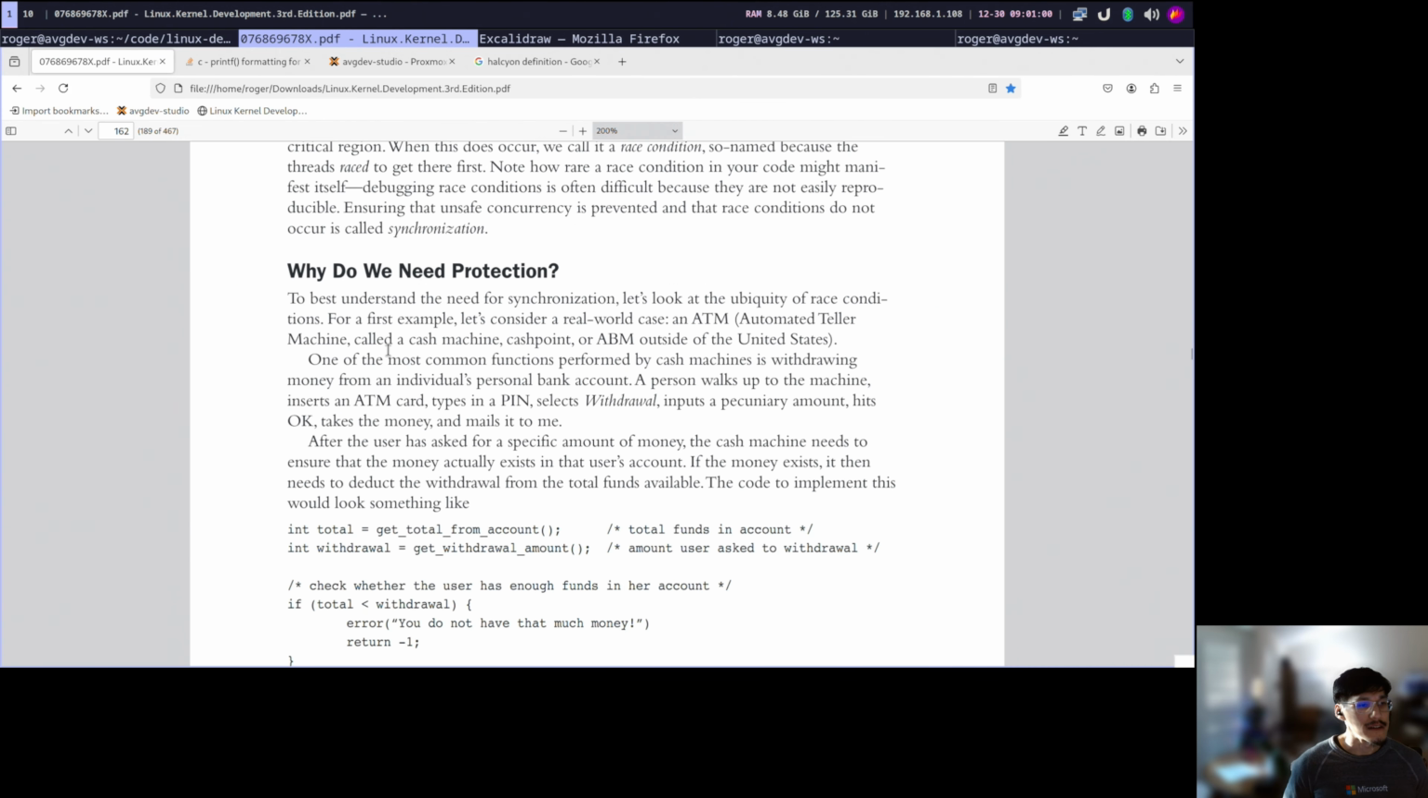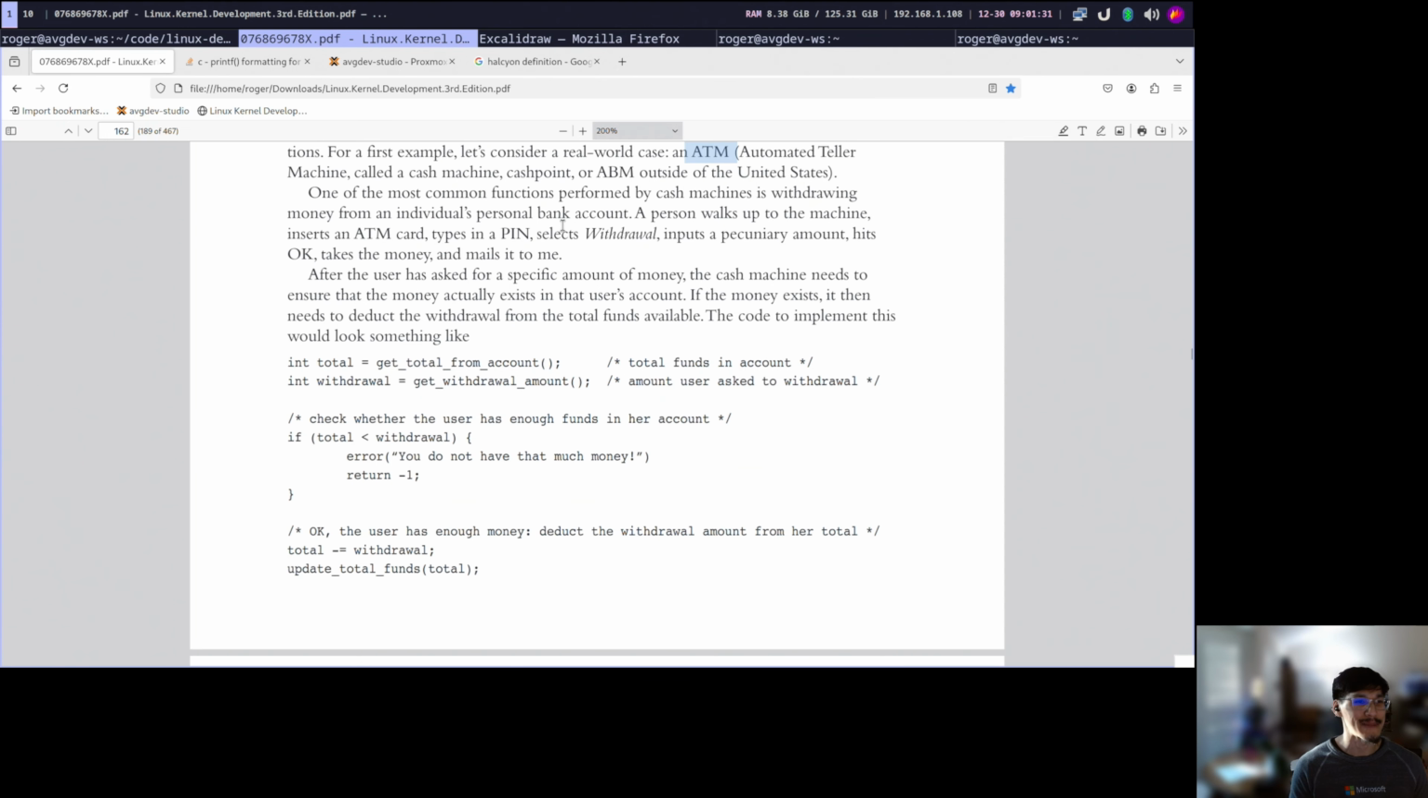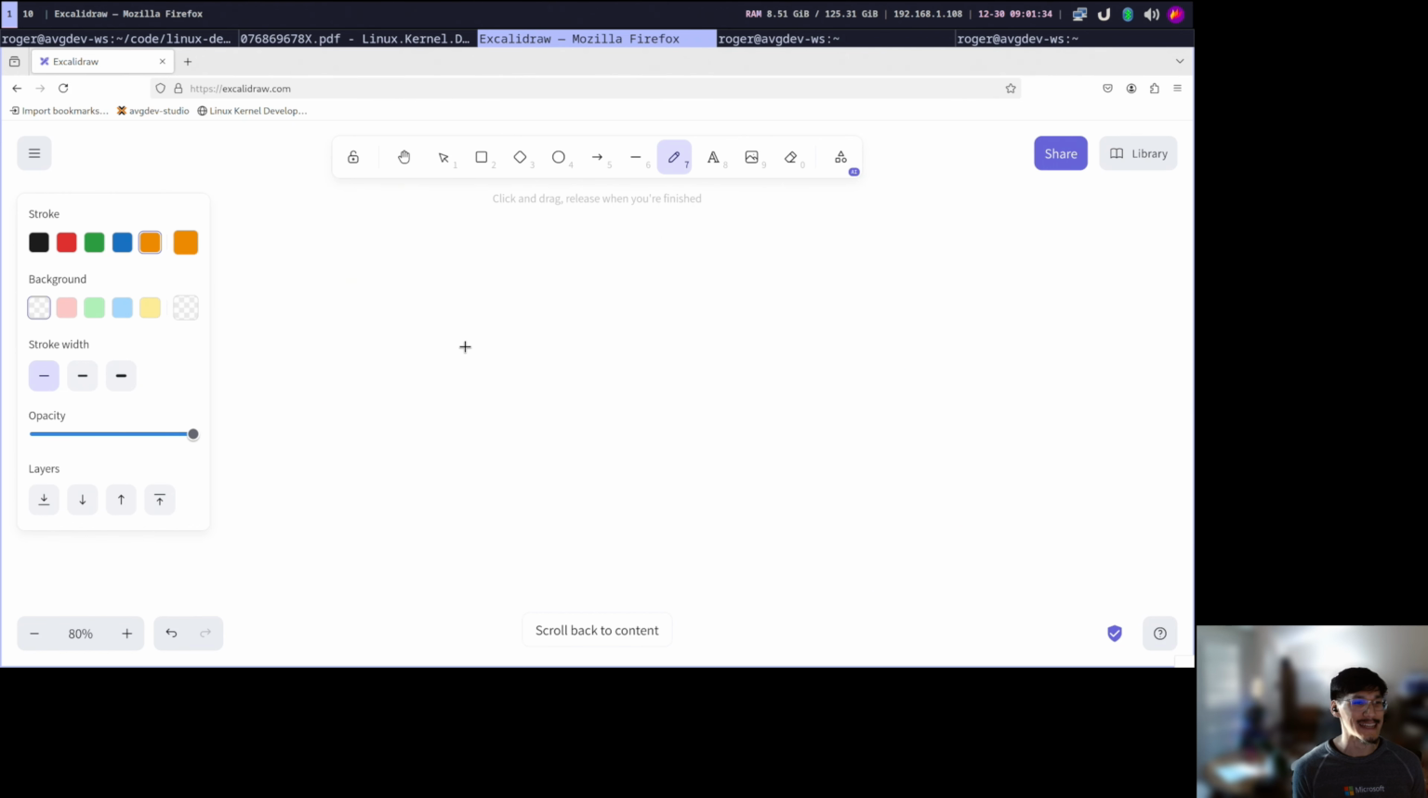Okay, so why do we need protection? To best understand the need for synchronization, let's look at the ubiquity of race conditions. For a first example, let's consider a real-world case, an ATM, automated teller machine, called a cash machine, cash point, or ABM outside of the US. We're going to use an ATM example, which is a classic concurrency example, to show you what it means to mess up concurrency and get into a bad state.